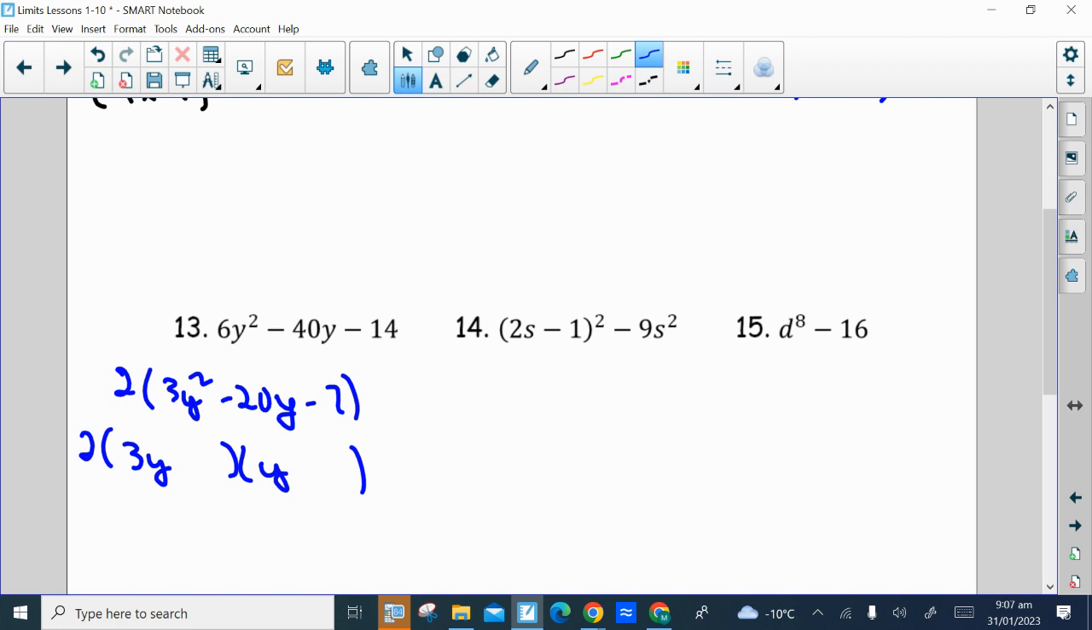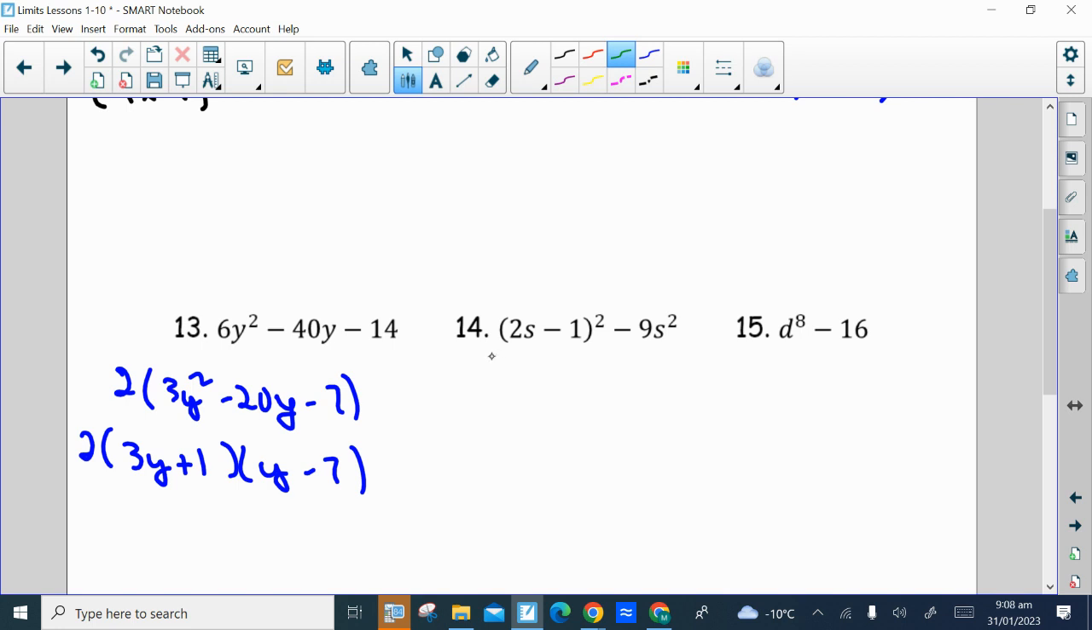So the front terms multiply to get 3y squared. That's why I have a 3y and a 1y. The last terms multiply to get negative 7. And when I FOIL it, I have to get a negative 20y in the middle. I think the negative 7 there and the plus 1 there will work. The outer products are negative 21y. The inner products are plus 1y. They simplify to negative 20y. So there's our factors.